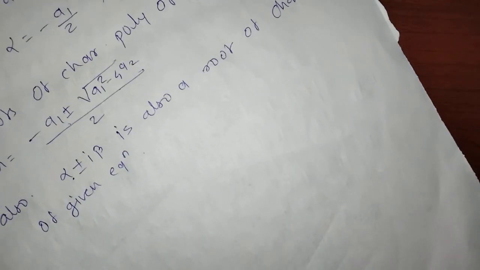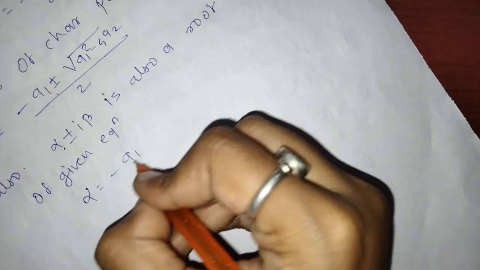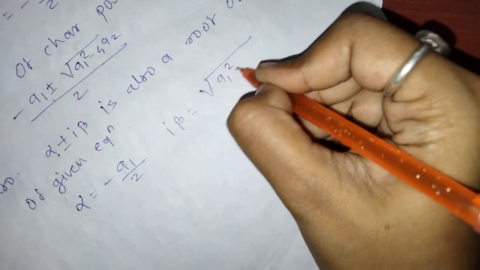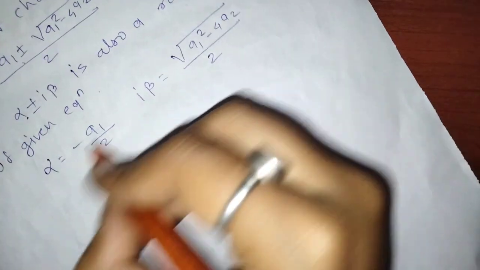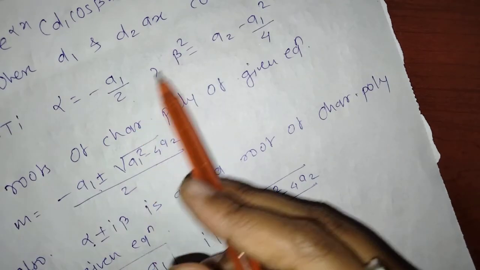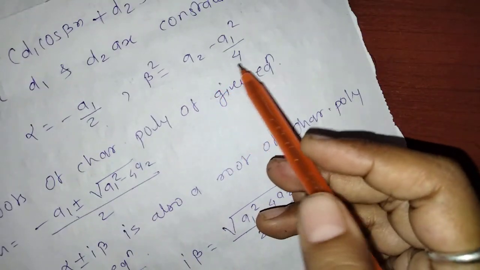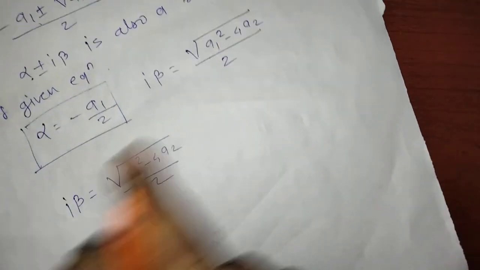So comparing these two, as we have already done previously, alpha equal to minus a1 upon 2 and i beta is equal to under root a1 square minus 4a2 upon 2. So here we get alpha equal to minus a1 upon 2. Now our job is to show that beta square equal to a2 minus a1 square upon 4. We have i beta equal to under root a1 square minus 4a2 upon 2.